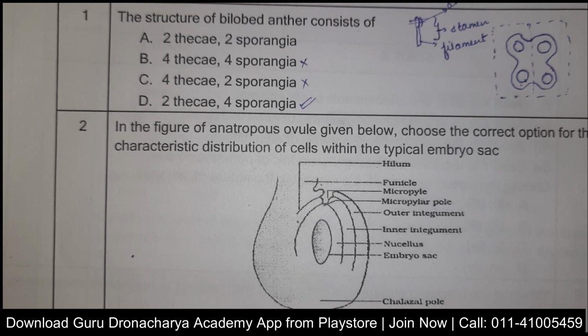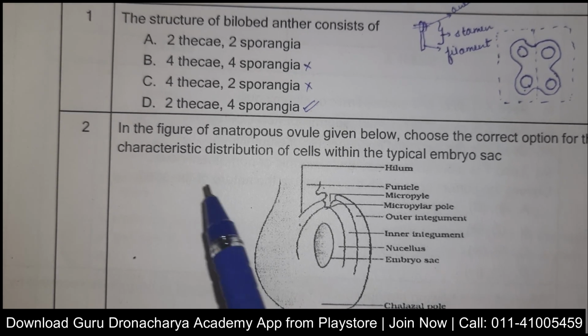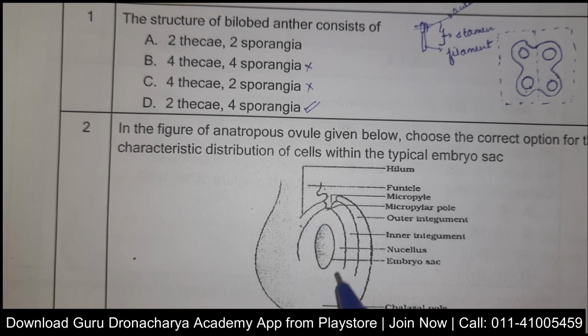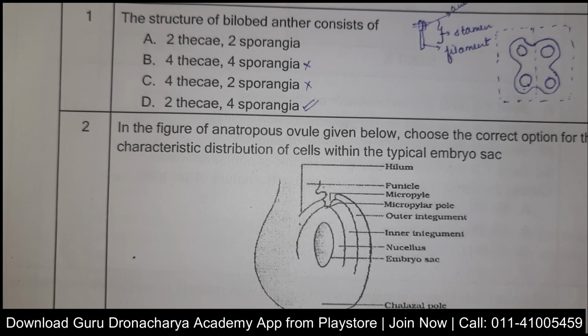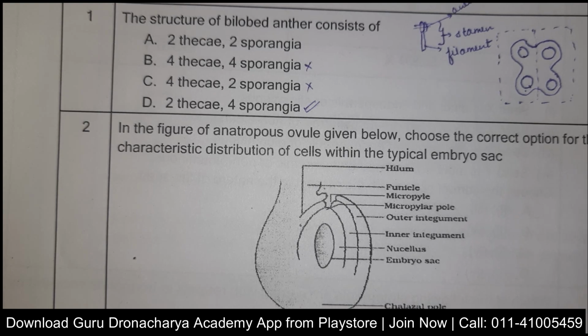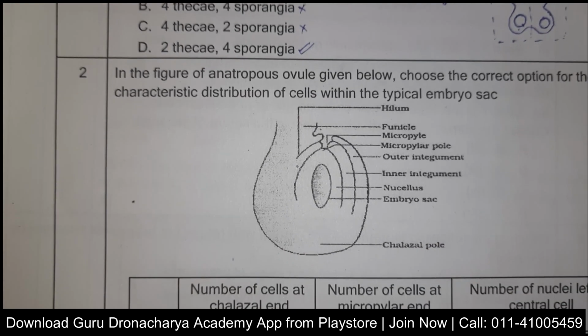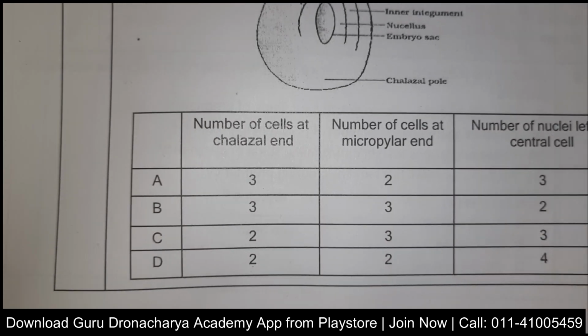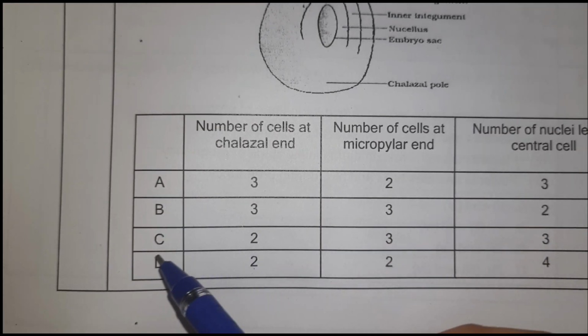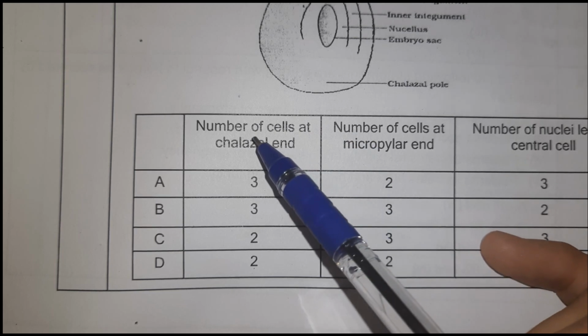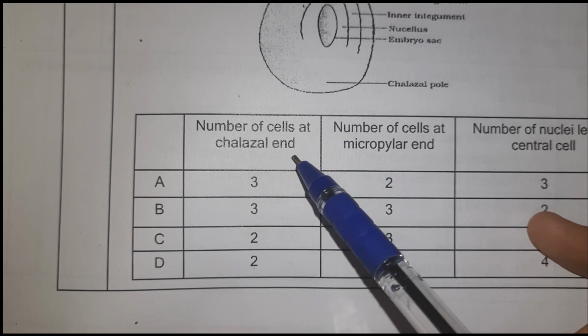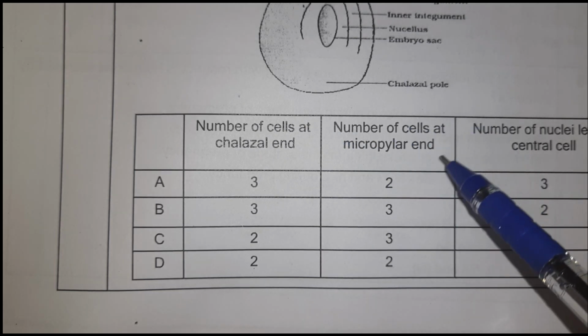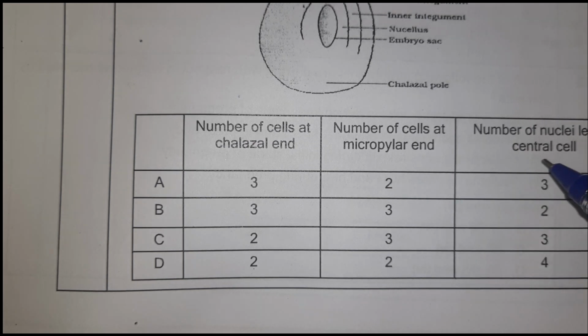In the second question, we are provided with a figure of an ovule. This is an anatropous ovule. You have to choose the correct option from the following options A, B, C, D. We have been asked about the number of cells at the chalazal end, the number of cells at the micropylar end, and the number of nuclei left in the central cell.